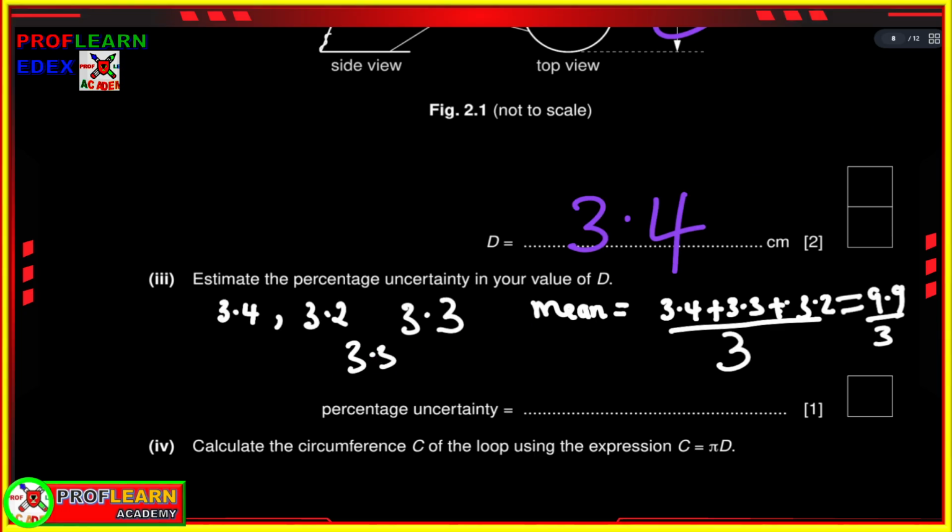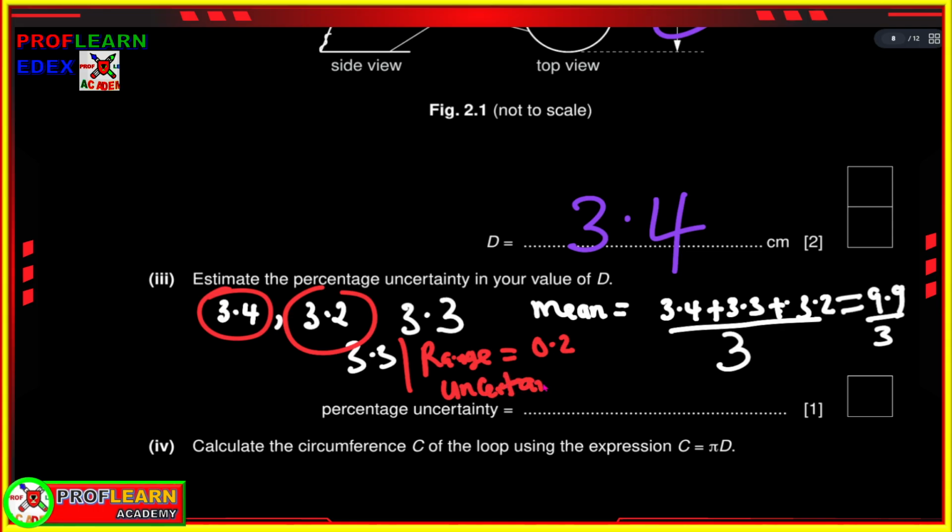The next thing that you do after getting the mean is the range. The range is going to be the largest, which is 3.4, minus the smallest, so 3.4 minus 3.2, that's going to be 0.2. Uncertainty is going to be 1 over 2 of the range. Our range is 0.2, so our uncertainty in this case is 0.1.